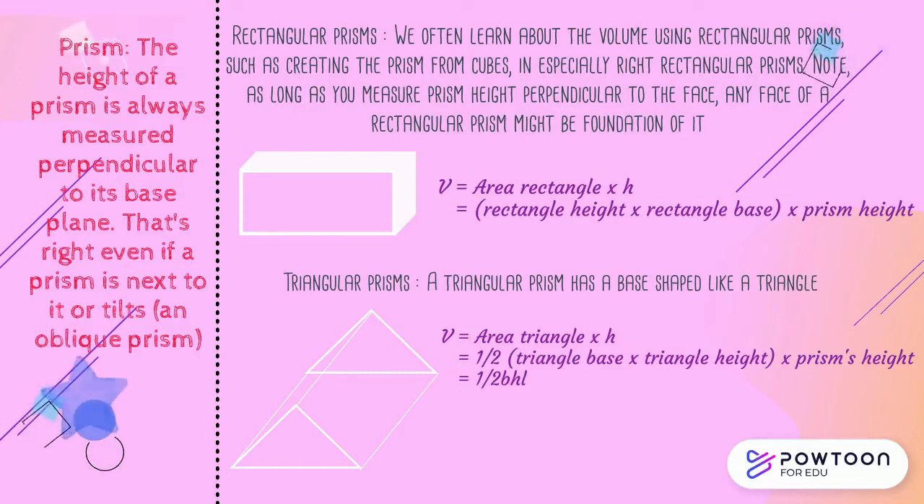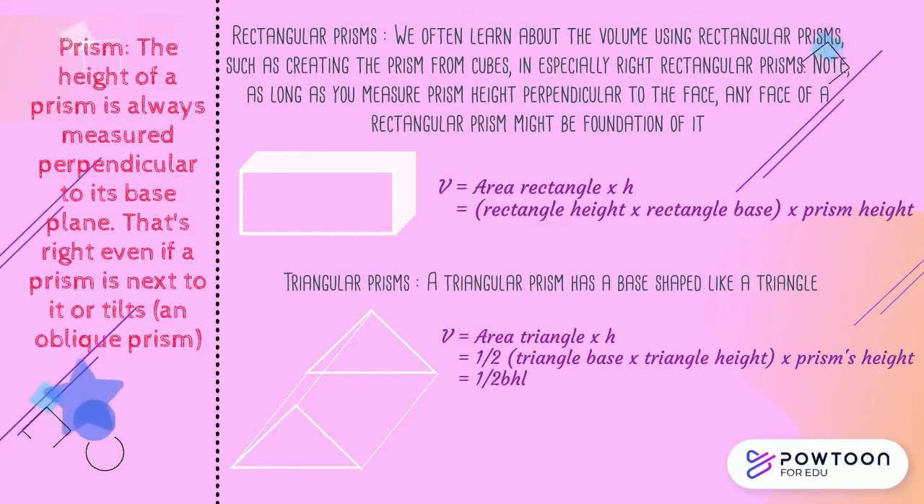So the first one is rectangular prism. We often learn about volume using rectangular prisms, such as creating the prism from cubes, especially a right rectangular prism. As long as you measure prism height perpendicular to the face, any face of a rectangular prism might be the foundation of it. The formula of volume of a rectangular prism is area of the rectangle multiplied with the height: the length multiplied with the width and the height.